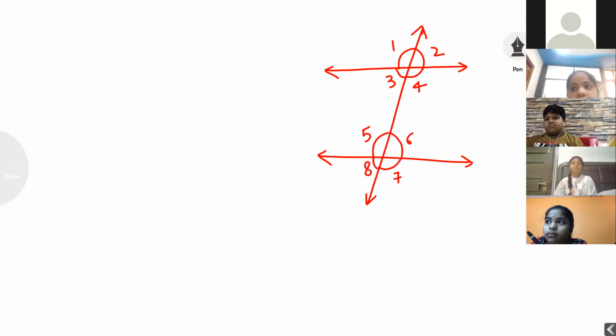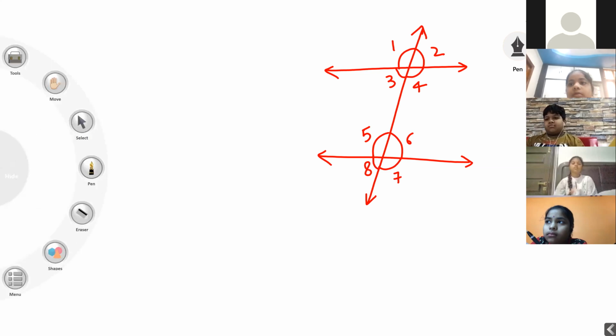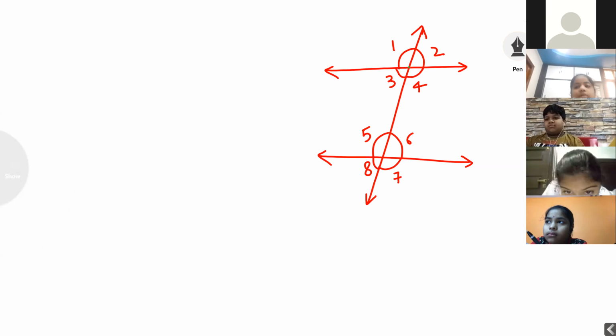Now I'm talking about interior alternate angle. If any figure is forming Z shape, you are observing, students, this figure is forming Z shape. Angle 4 is equal to angle 5. This is called interior alternate angle.